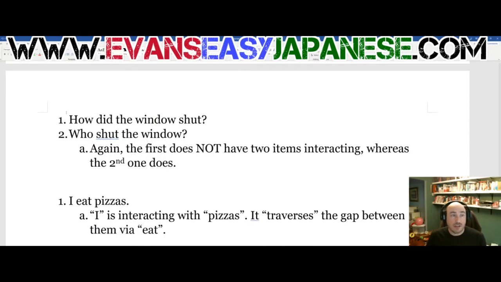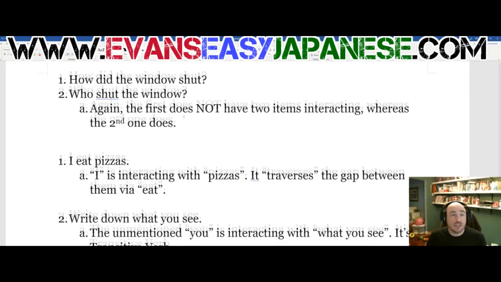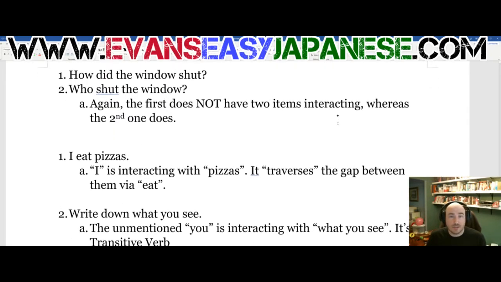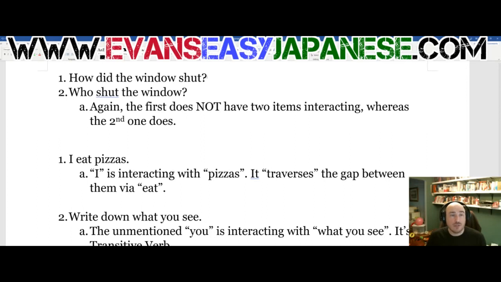All right, another example. How did the window shut? Let's go up here. How did the window shut? Okay, so the window shut. Who shut the window? Notice how... What's wrong here? Who shuts the window? No, this is past tense. Come on, Microsoft, get your head out of your butt. How did the window shut? How did the window shut?